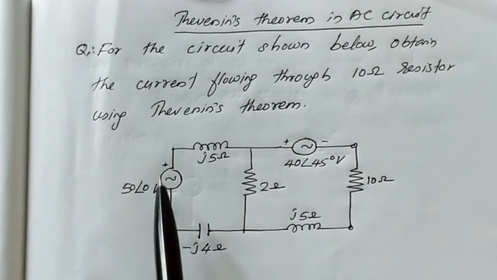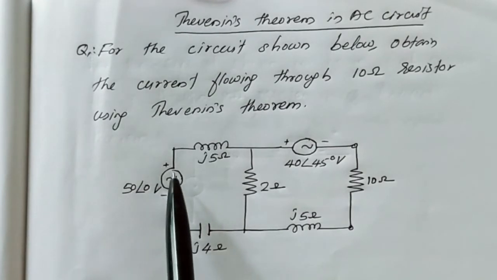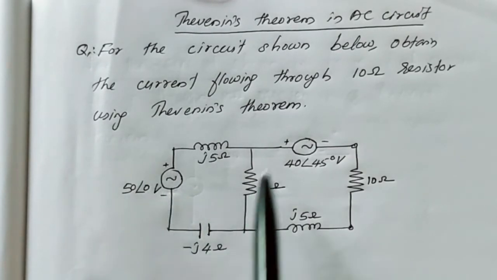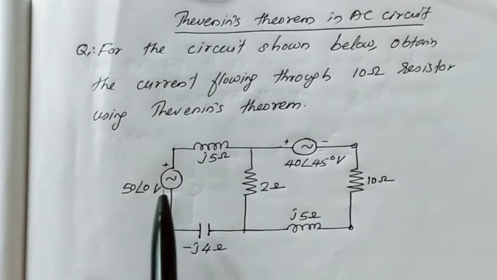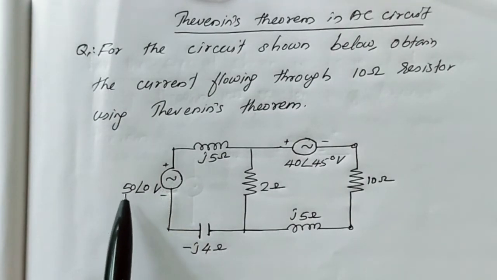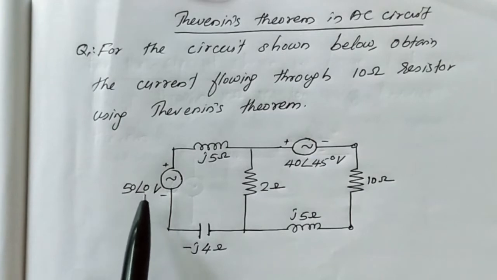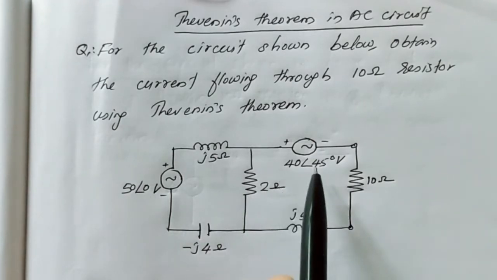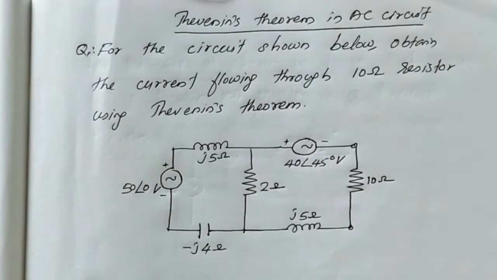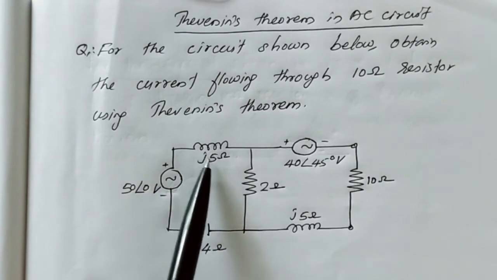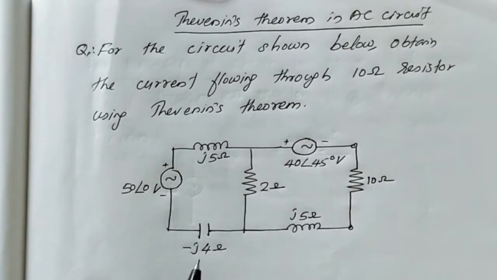So we can use this sign at the moment which we are going to consider, plus minus and plus minus like this. Here two independent AC voltage sources are available, that is 50 angle 0 volt and 40 angle 45 degree. And as we can see here, we have two inductive reactances having value j5 ohm each and one capacitive reactance having the value minus j4 ohm.